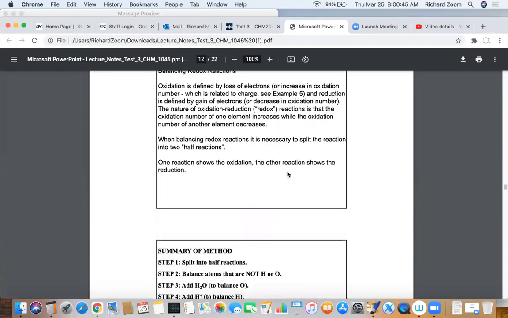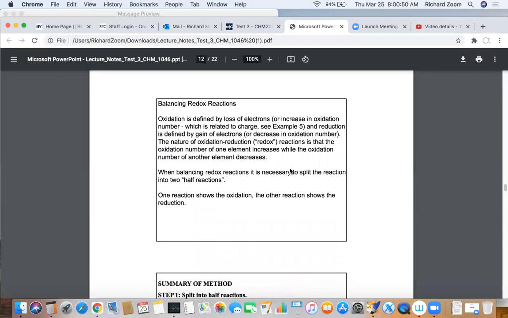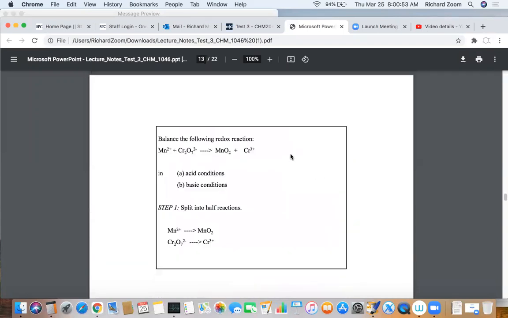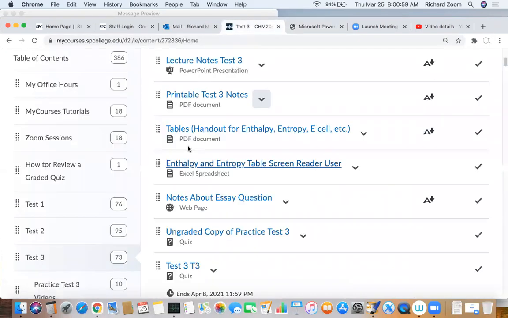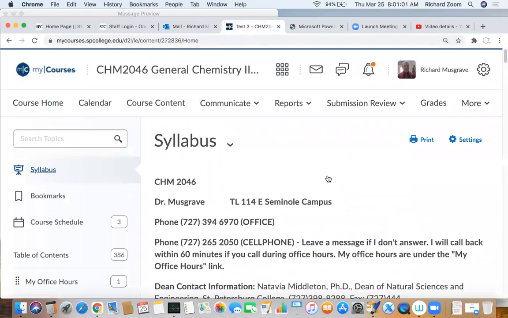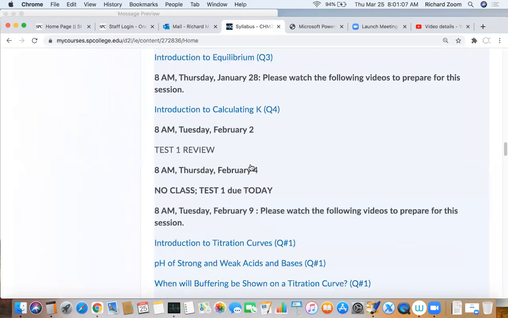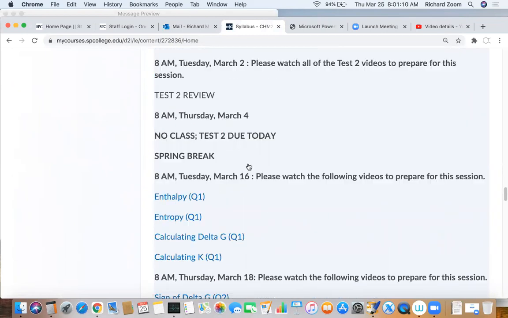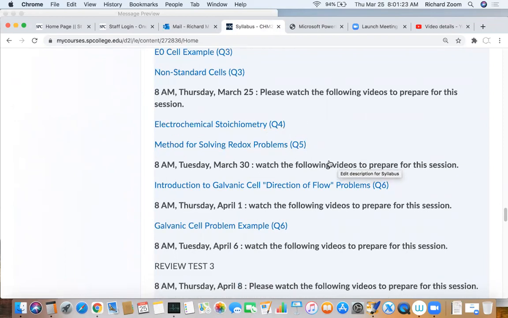Okay, so we were doing the Nernst equation. Now, we're going to do some redox balancing today. That'll be fun. And let's look at the schedule a little bit here, to get an idea of what we're going to be up against the next couple of days. So we're doing electrochemical stoichiometry and the method for solving redox problems. So we'll get to do that as well today.